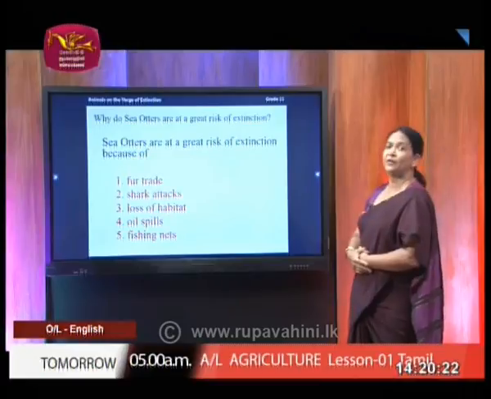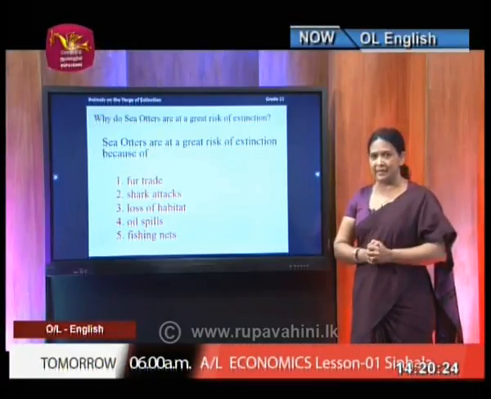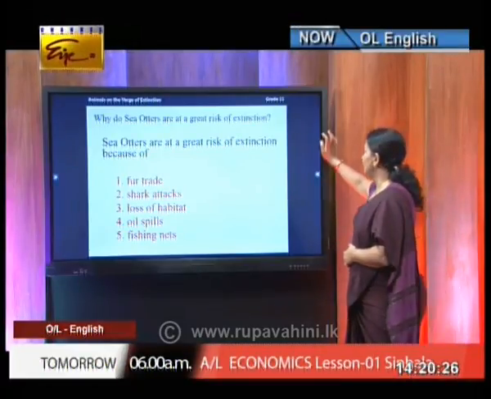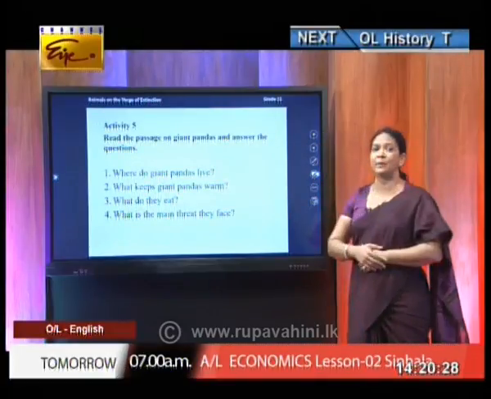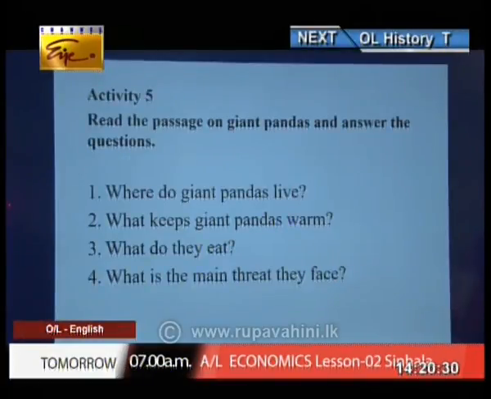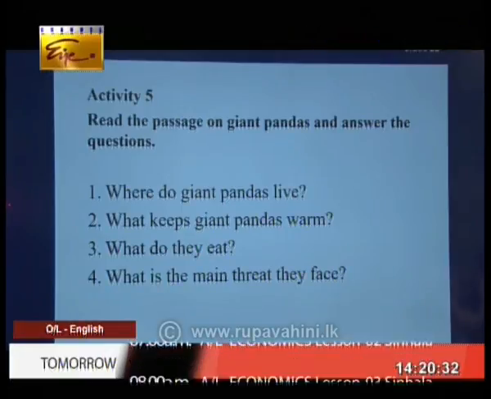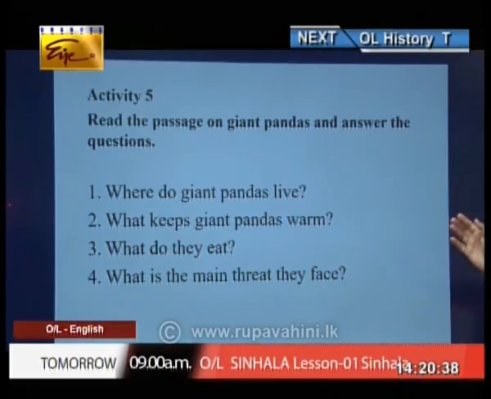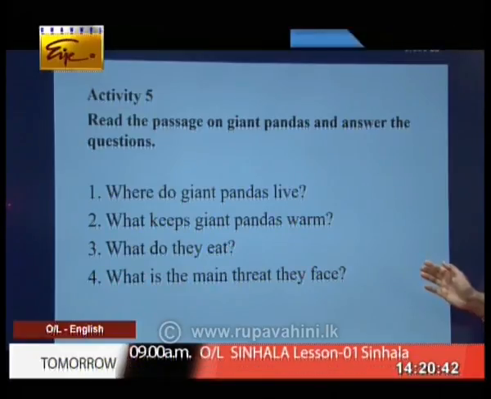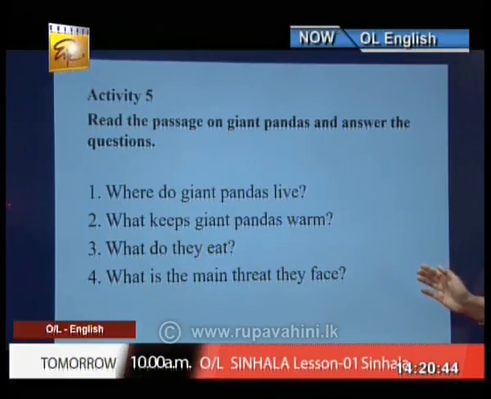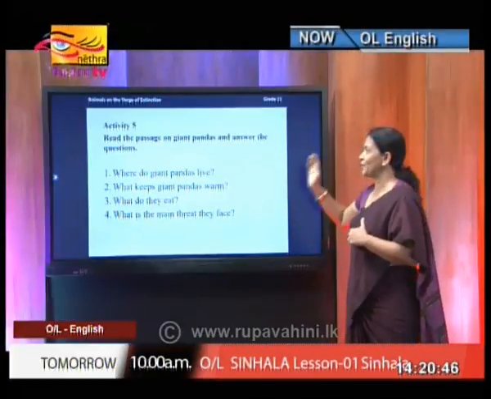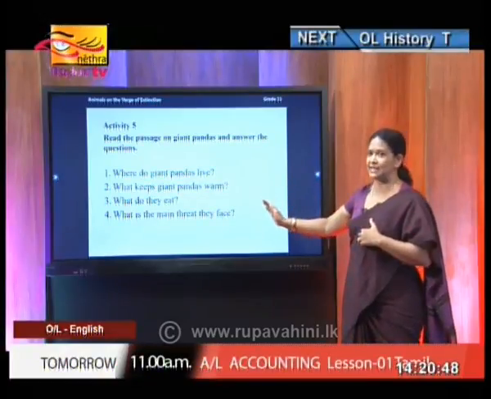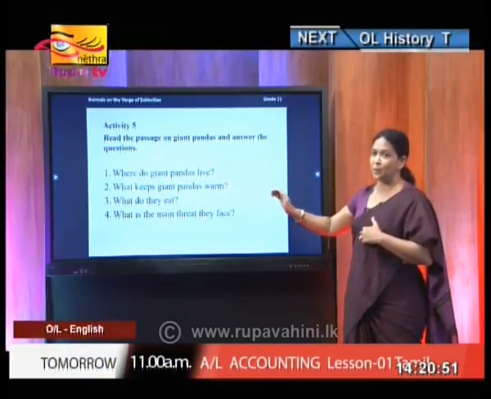Now, we are moving on to the last activity. In this activity, once again you are going to read about one endangered animal, that is giant panda, and then you are asked to answer these questions. There are 4 questions given. All these are WH questions. You all know that, being grade 11 students, right? So, read the text and find out the answers. Let me go through these questions.